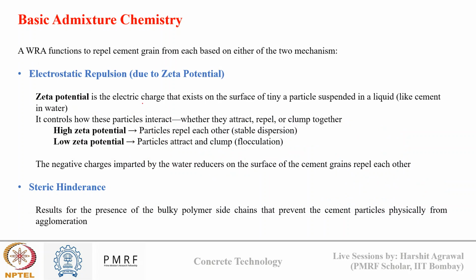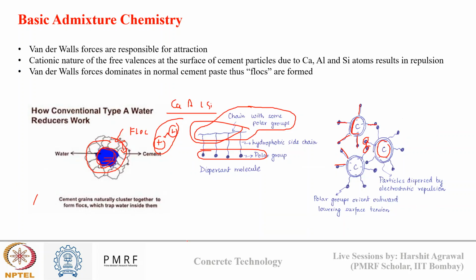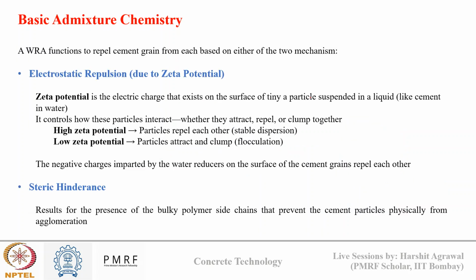Now, in the last slide, we saw there are two reasons by which dispersion works. Either by steric hindrance, that we saw in this slide, where these groups were repelling each other and separating cement grains, or there is electrostatic repulsion also, which can impart dispersing nature. So, what is electrostatic repulsion? It is based on the concept of zeta potential.